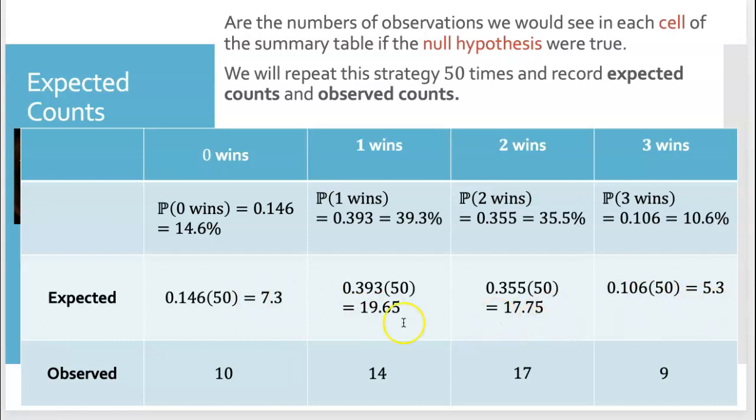Now I actually play the game and observe. I have 10 times I won 0 out of 3, 14 times I won 1 out of 3, 17 times I won 2 out of 3, and 9 times I won 3 out of 3. Of course, I lost 3 in a row a little bit more often than expected, but also won 3 in a row a little bit more often. But obviously these numbers are different.